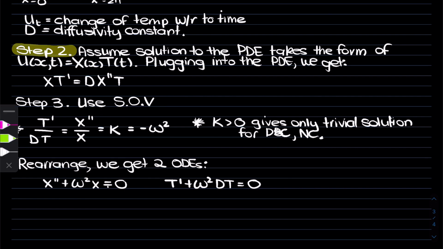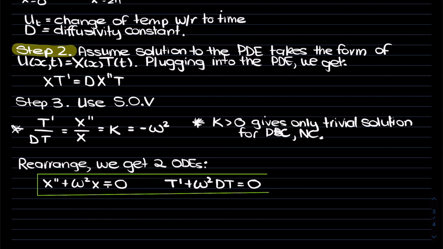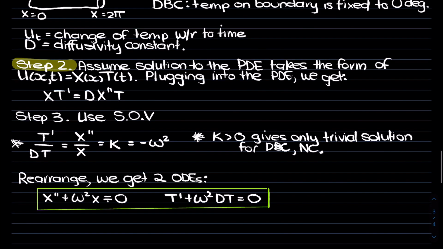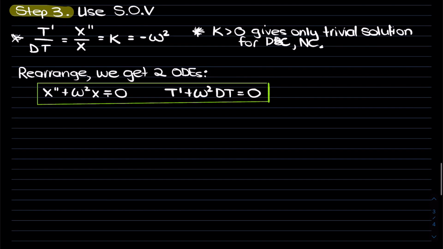So I'm just going to draw a line around them because they're important. And I'm going to highlight that step there. Right, so we're going to use this right here for our boundary condition, and we're going to use this right here for our initial condition, because our initial condition is concerned with t and our boundary conditions are concerned with x. So that leads us to step 4.